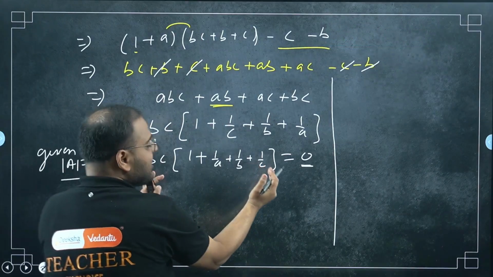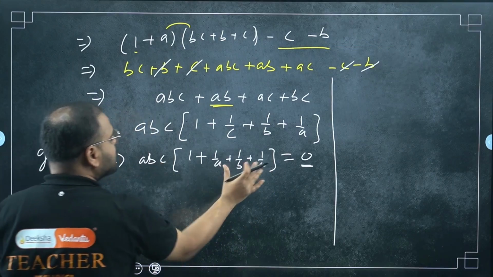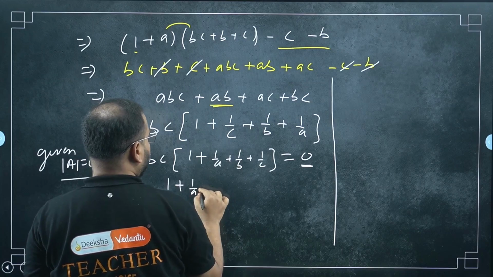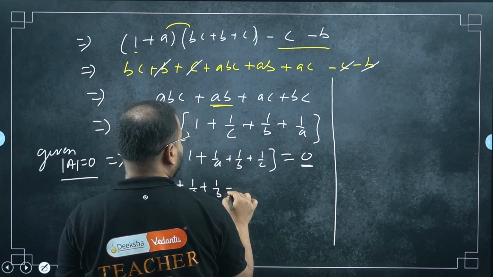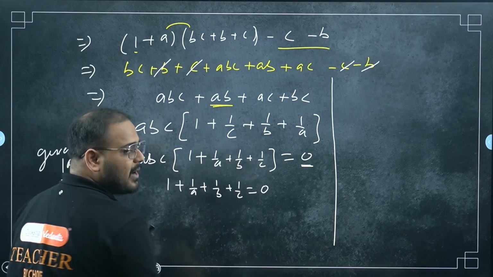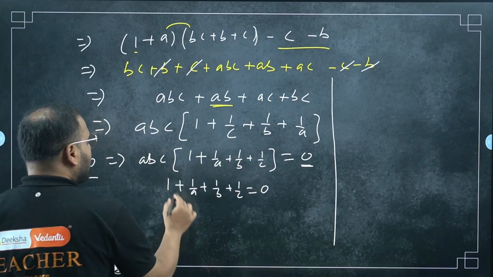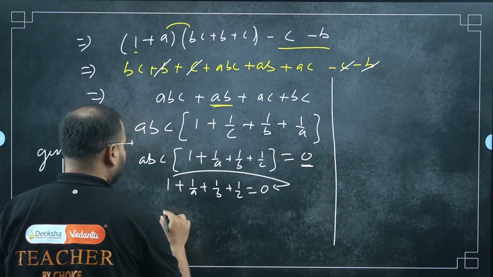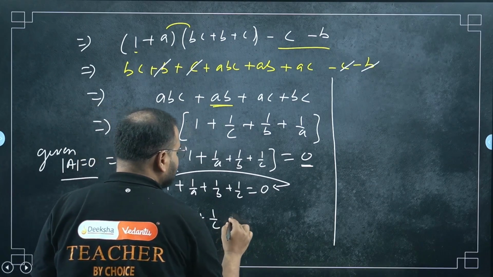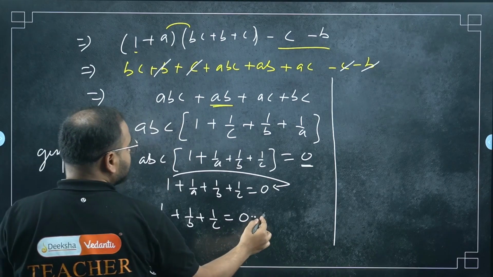To make this LHS 0, since this is not 0, this has to be 0. It means 1 plus 1 by A plus 1 by B plus 1 by C equals 0. This is not 0, so the other bracket has to be 0. Bring this 1 over here. What I get is 1 by A plus 1 by B plus 1 by C equals, sorry, not 0, 0 minus 1.